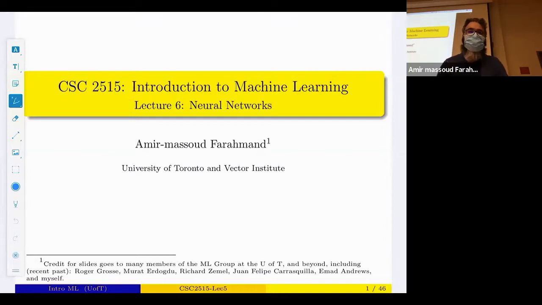So this lecture is about neural networks, which is a very hot topic in the past several years. All of you have probably heard about deep learning and deep neural networks. So this will be an introduction to the basic concepts of neural networks and deep neural networks. And it won't be, of course, anything advanced. There is a separate course on deep learning and deep neural networks.